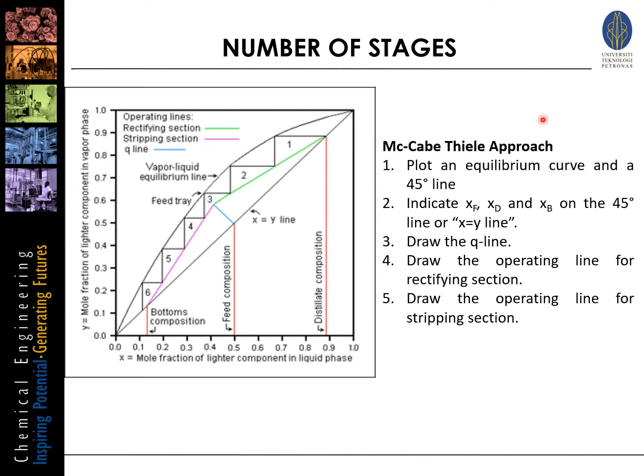So these are the steps to plot this graph, for which I have the equilibrium curve, the 45-degree line, and at the bottom, feed and also the distillate compositions, and there will be the Q line, and I'm going to draw the operating line for the rectifying and also the stripping section.